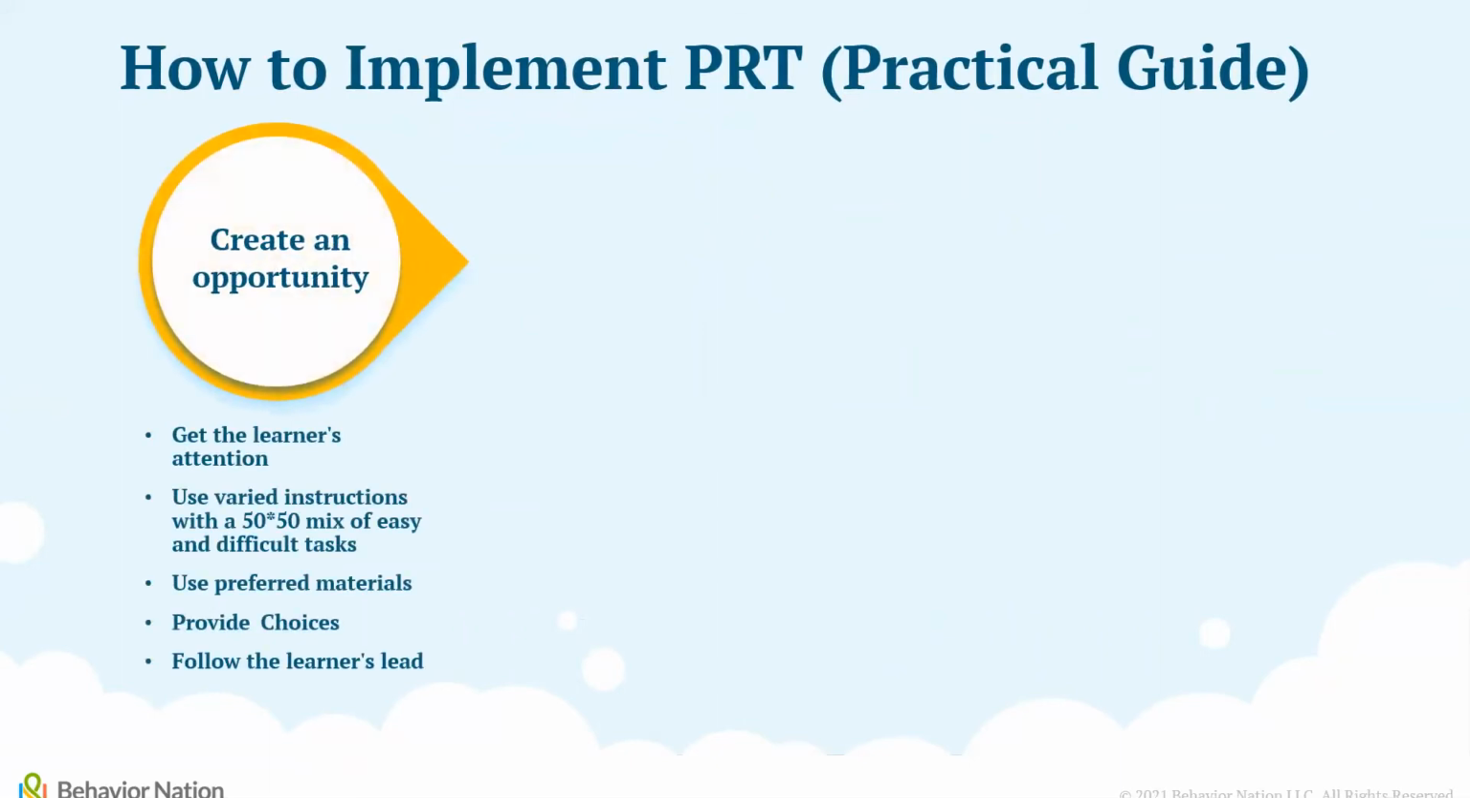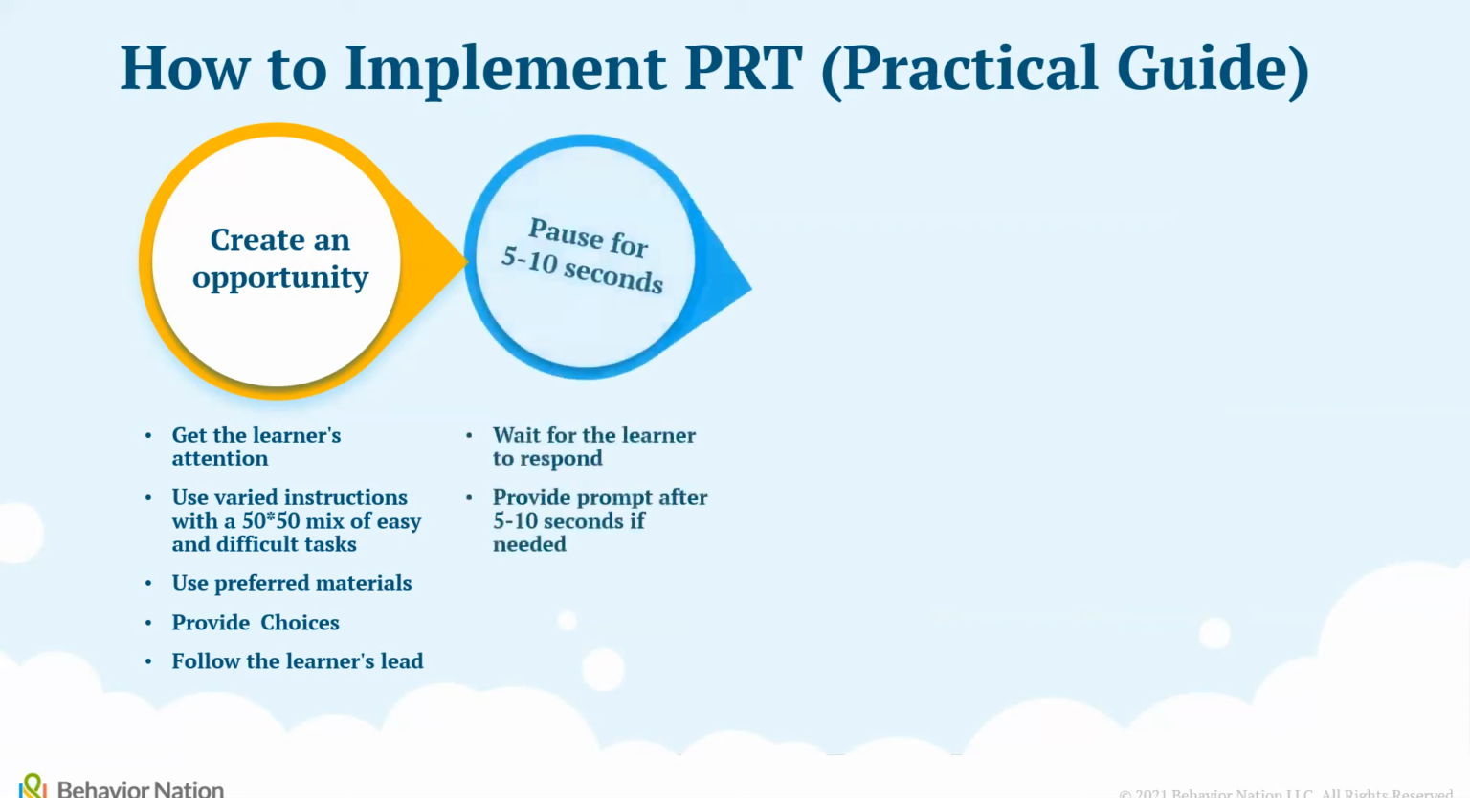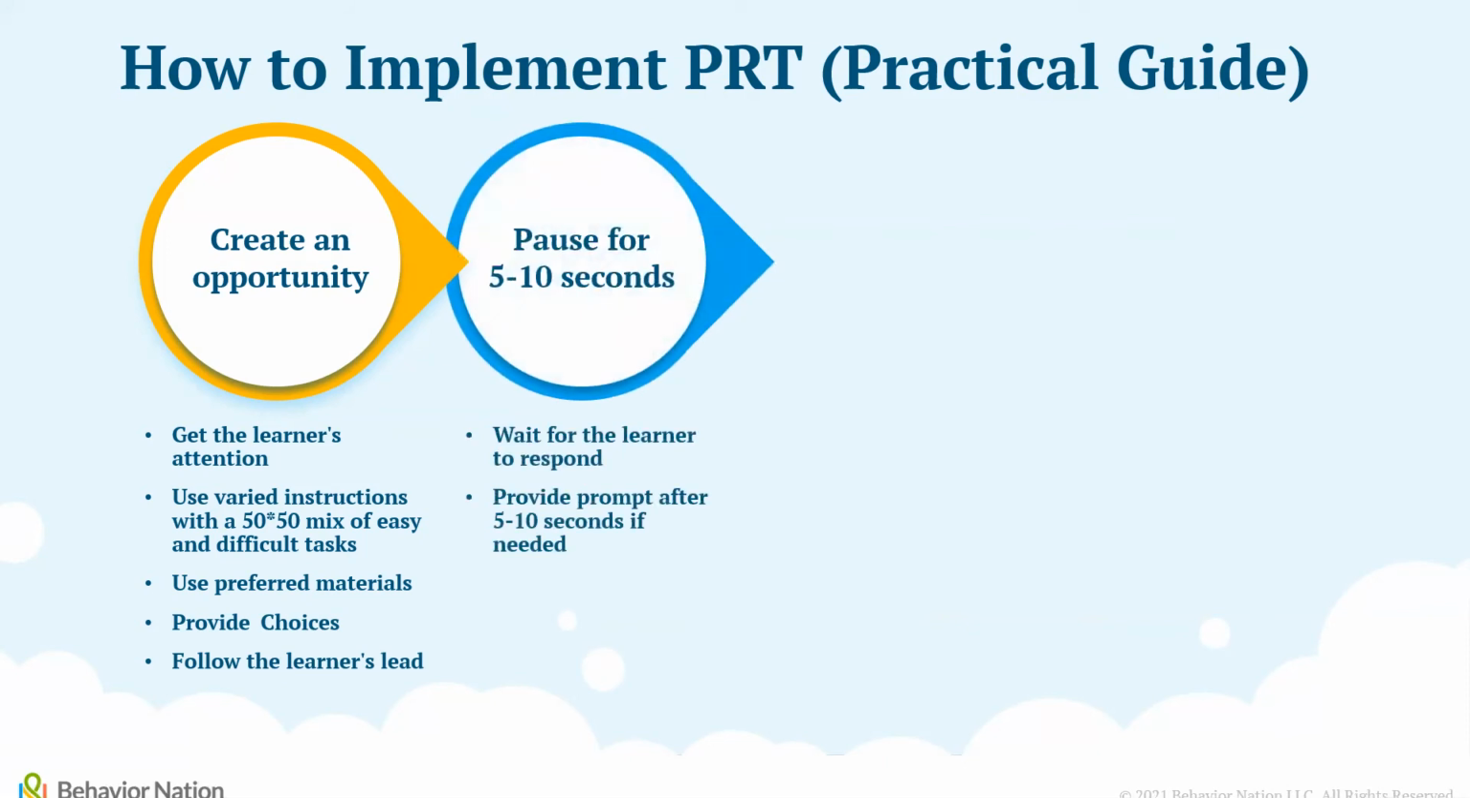Let's talk about how to implement PRT. First, you want to ensure that you have an opportunity. To do this, you want to make sure that you have the learner's attention. Use easy and hard tasks. Use exciting or preferred materials. Offer lots of different choices and follow their lead. Next, we'll wait for the learner to respond. If they don't respond, after 5 to 10 seconds, then go in with your prompt.